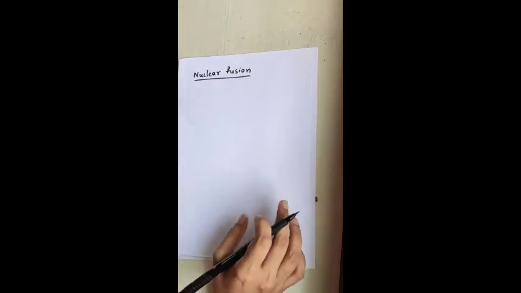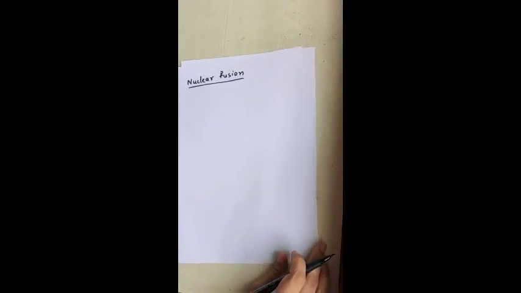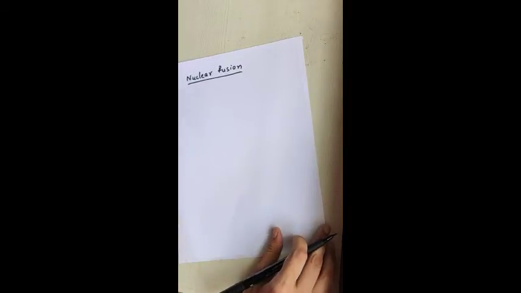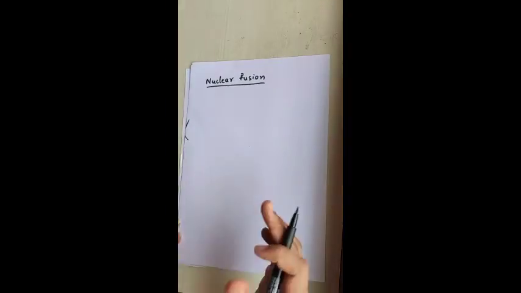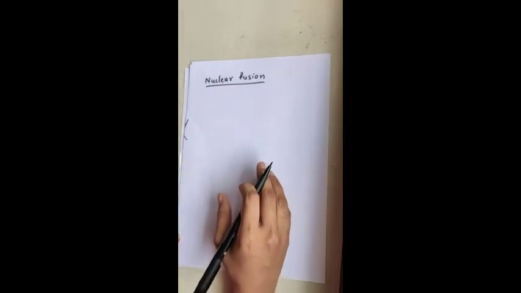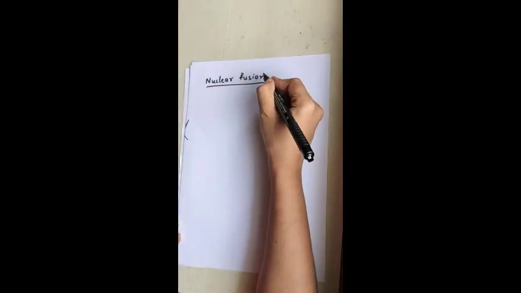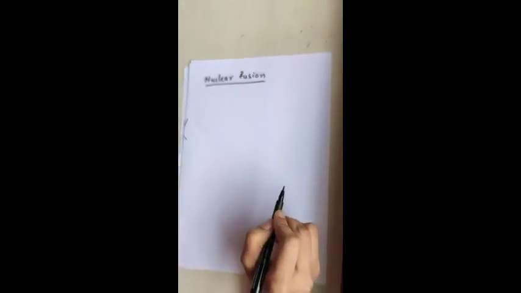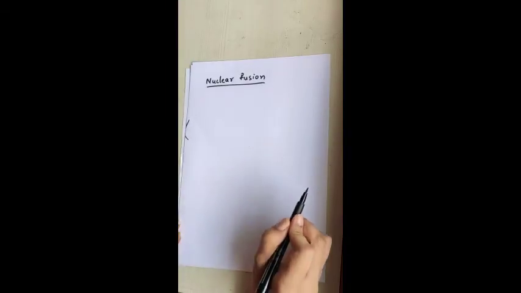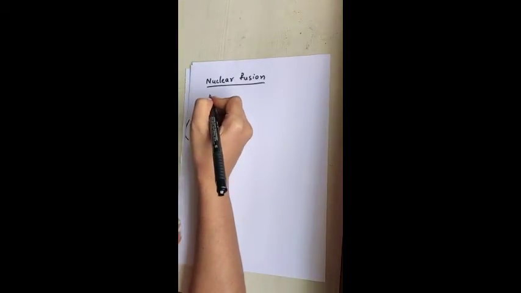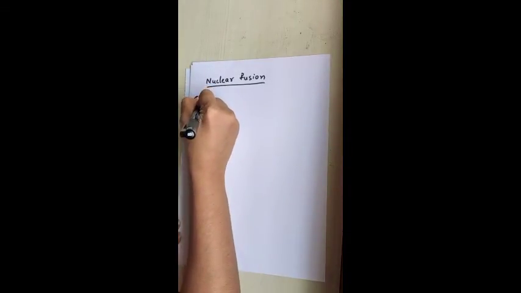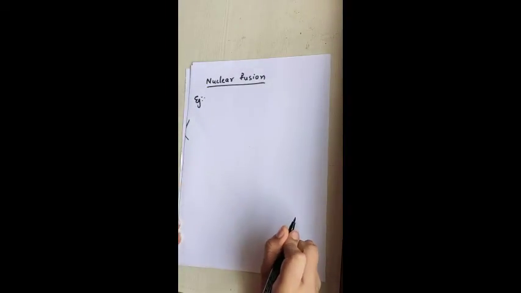Next topic is nuclear fusion. Nuclear fusion is the process in which two lighter nuclei fuse to form a heavier nucleus, releasing a large amount of energy. And we observe this nuclear fusion in the case of the sun and in the case of stars. Okay, so the best example is what happens in stars.